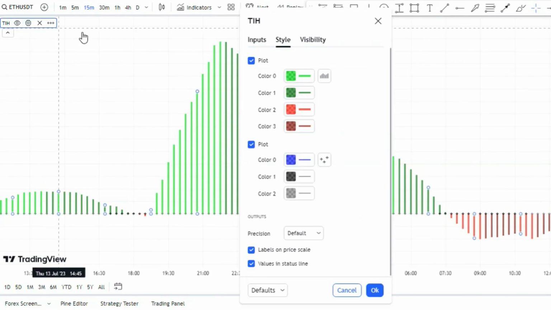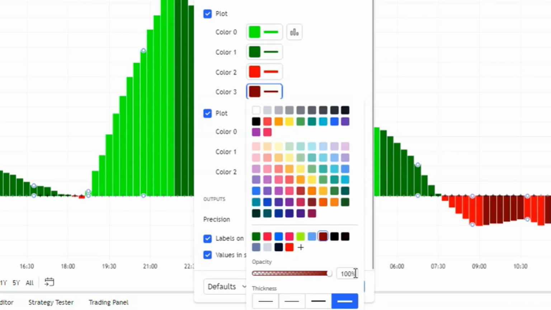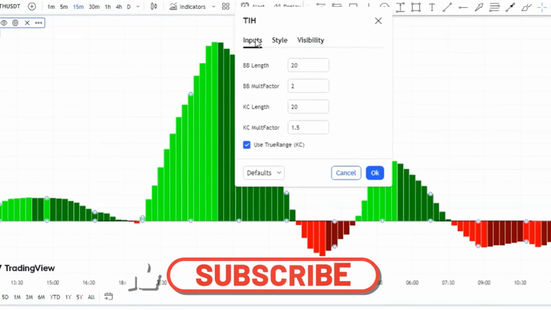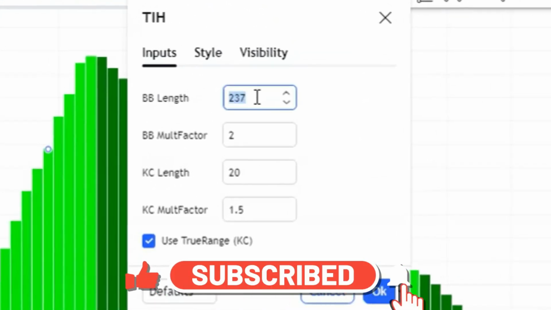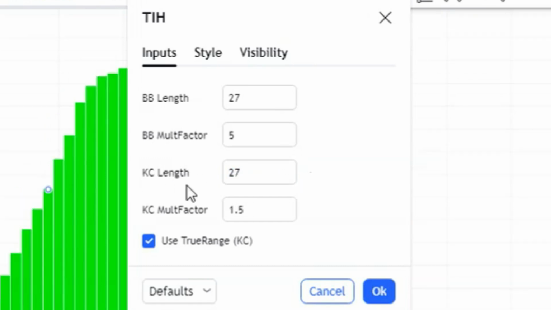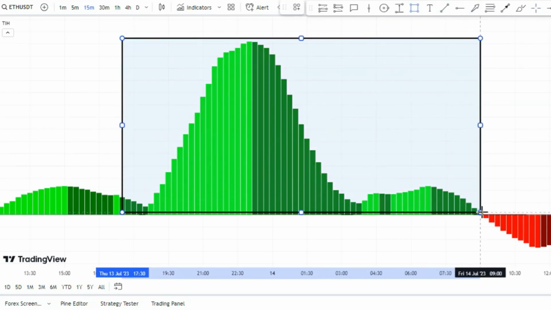So in the settings, first make the necessary style changes like in the video. Then under inputs, change BB length to 27, BB multifactor to 5, KC length to 27, and KC multifactor to 9. This indicator helps smooth our price action and makes it easier to spot trends and reversals.